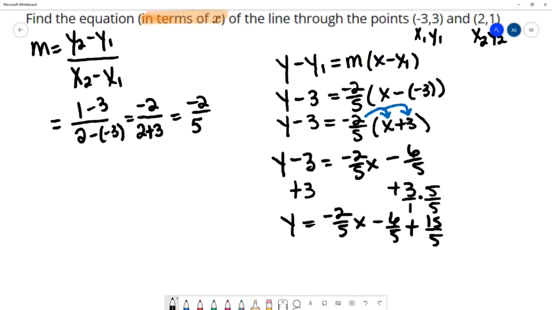And now that those fractions have the same denominator, we can combine the numerators. Negative 6/5 plus 15/5 is a positive 9/5. And we have the equation y equals negative 2/5 x plus 9/5 being the line that passes through the points negative 3, 3 and 2, 1.